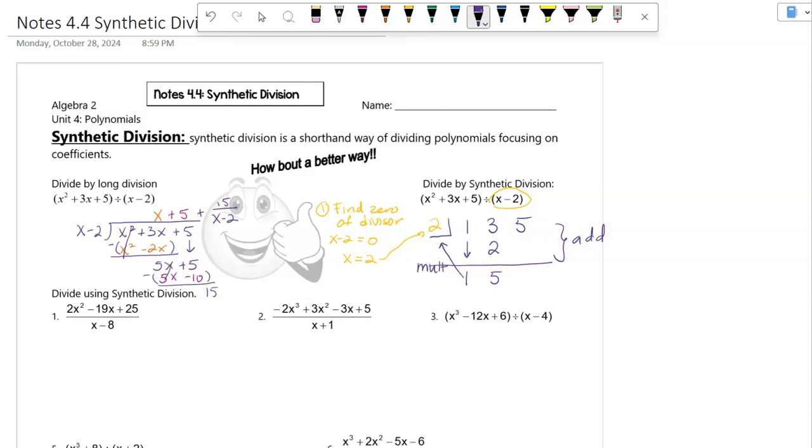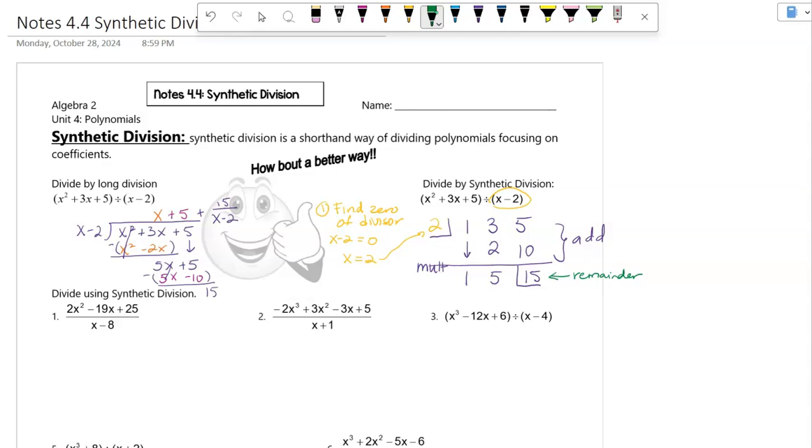Now I do the same thing. 5 times this 2 makes 10. And then 5 plus 10 is 15. As we're looking at that, you can see the 1, the 5, and the 15, what they relate to. This is the same problem that we just did in long division. That 15 is our remainder. Whenever we have this number in the box, that's our remainder. And the 1 and the 5 represent the coefficients of our quotient.